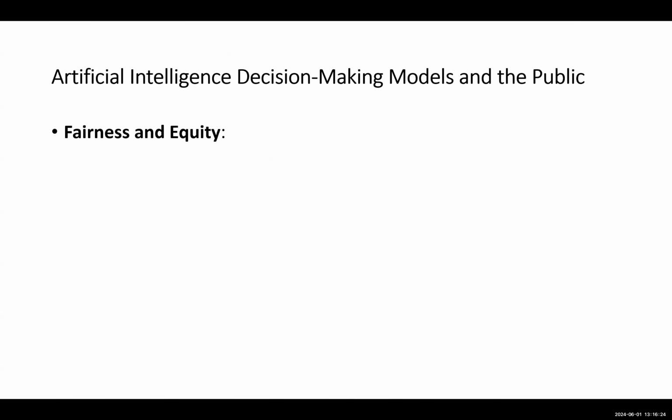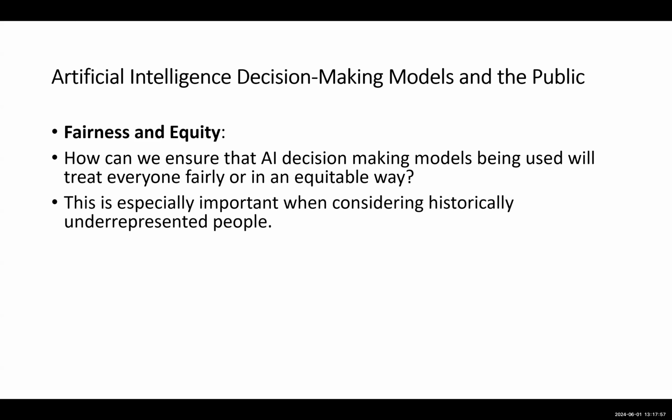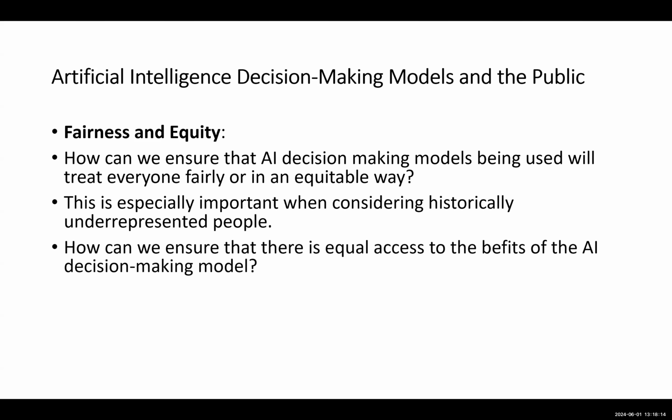Take, for example, the principle of fairness or equity. Given how important these decisions are, it seems reasonable to assume that we should ensure that AI makes these decisions in such a way that they are being fair to everyone, that they're treating everyone in an equitable way. Hence the reason why various biases being baked into the very data that's being used to train these AI decision-making models seems like a very important problem that we need to tackle. And this is especially important when we consider historically underrepresented people and minorities, people that have been treated poorly for way too long.